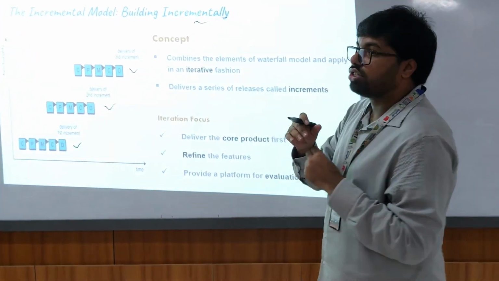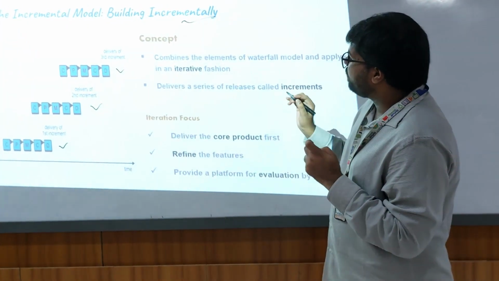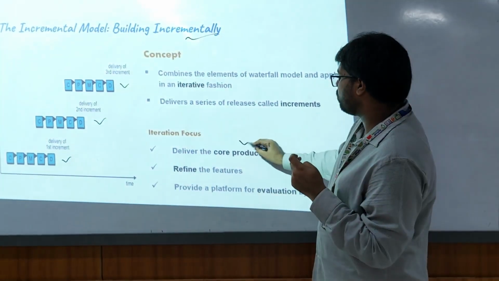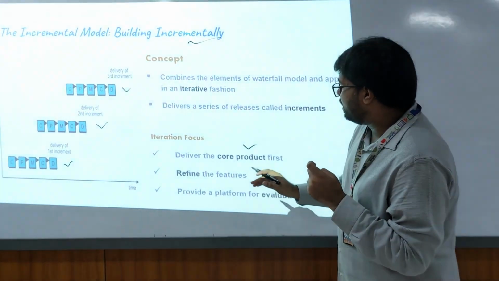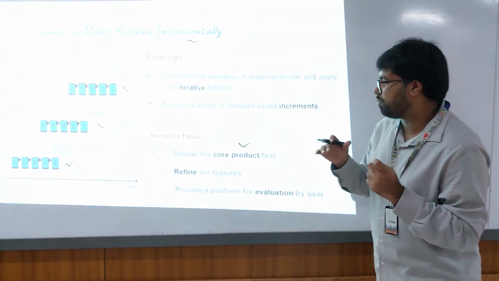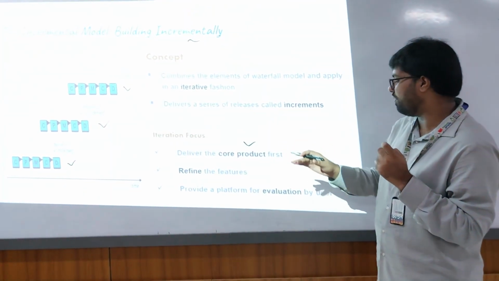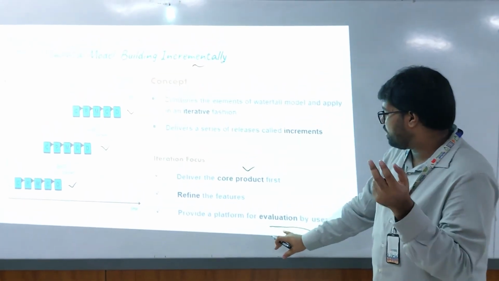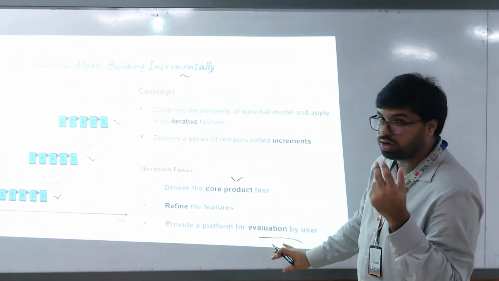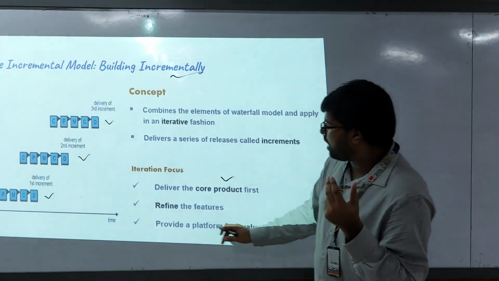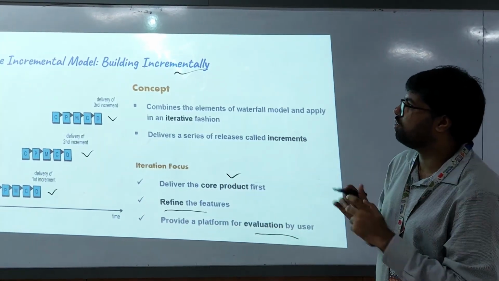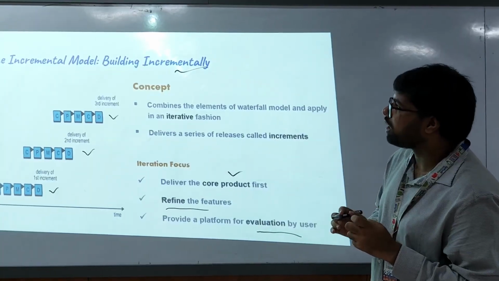So what will be the iteration focus here? At first, the developers select the core product and deliver the core product first, and then they refine the features of the product using the evaluation of users. By gathering the user evaluation, which is called feedback, they refine the features later through this process model.